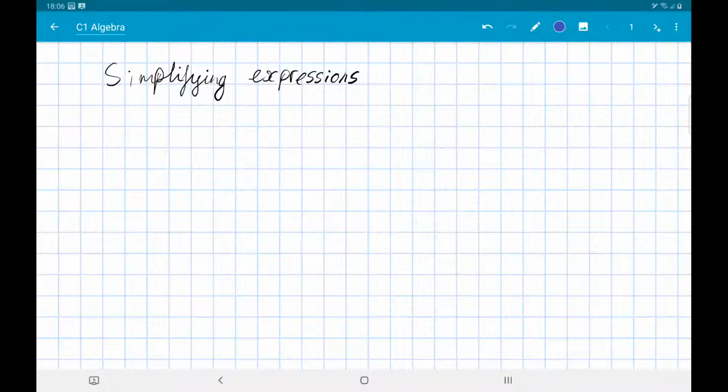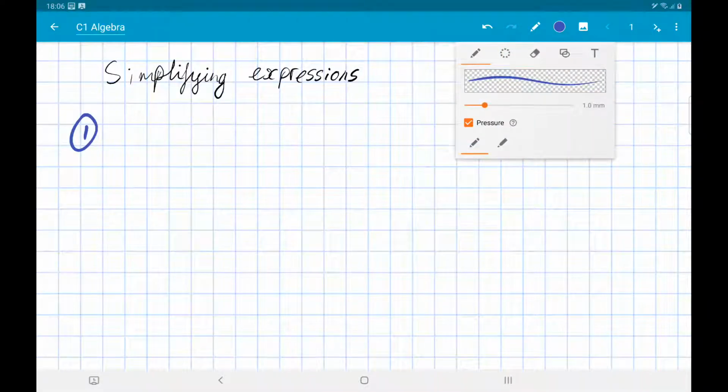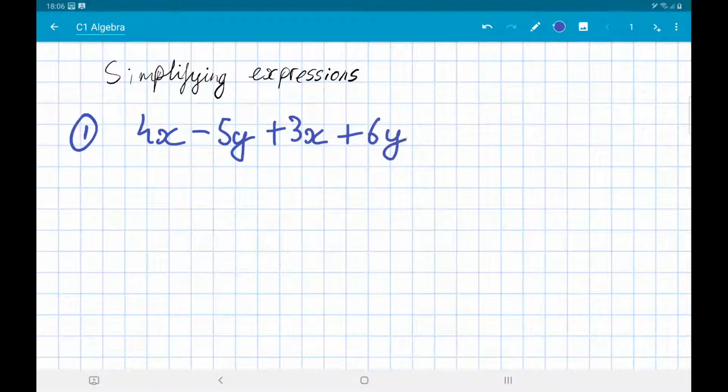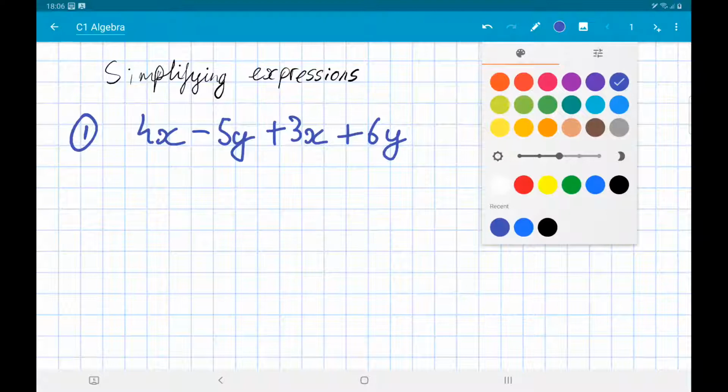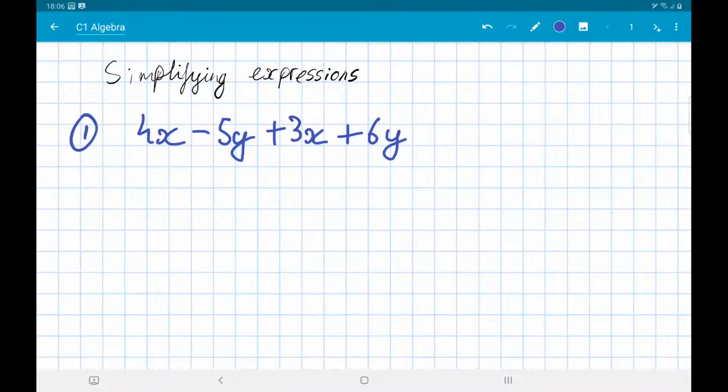Okay, simplify these expressions. So I'm just gonna write it as 1. That's a little bit too thick. Cool, get rid of pressure. Awesome. Right, so we have 4x minus 5y plus 3x plus 6y. Now the purpose of doing this is so that we can get a simplified expression, and that basically means we're supposed to group all of the like terms.